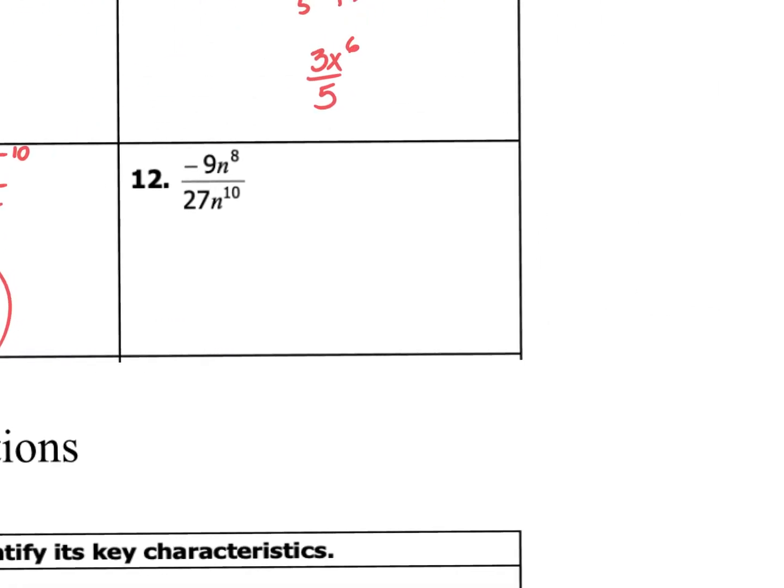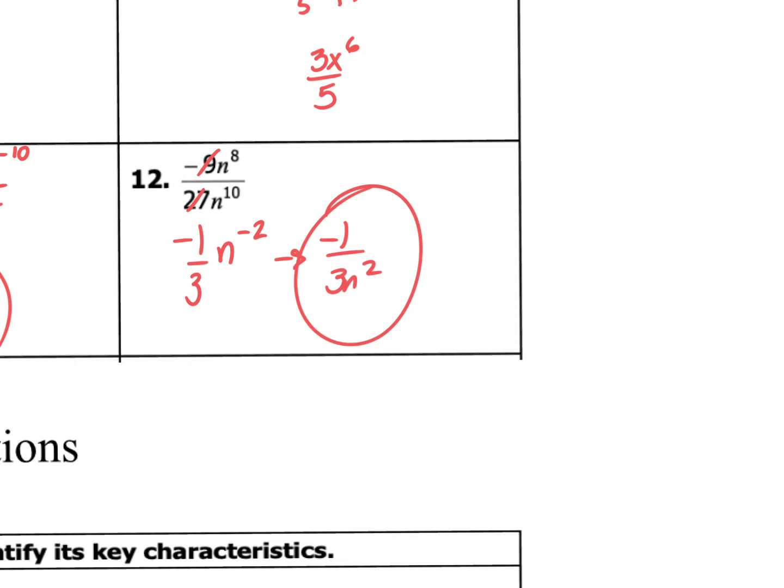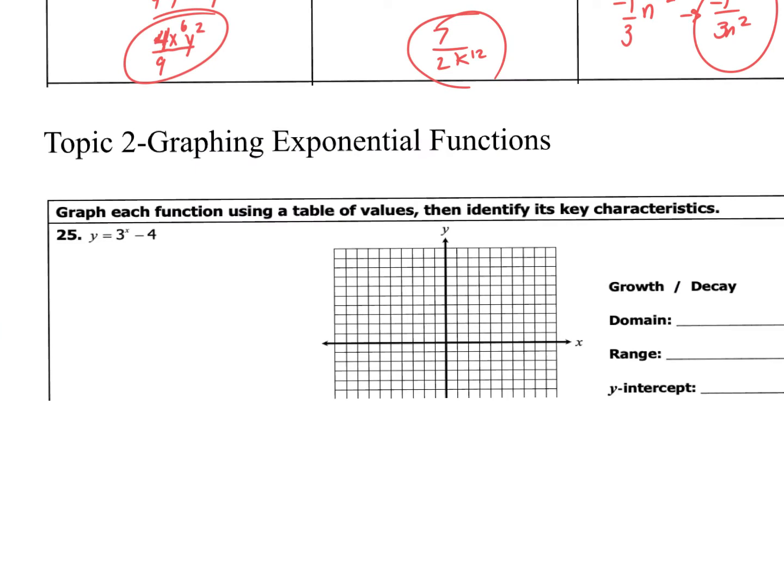Number 12: negative 9 divided by 27. That reduces to negative 1/3. And then n to the 8th divided by n to the 10th is n to the negative 2 power. And negative exponents move to the denominator. Negative goes away. All right, that is exponent rules. Moving on, graphing exponential functions.